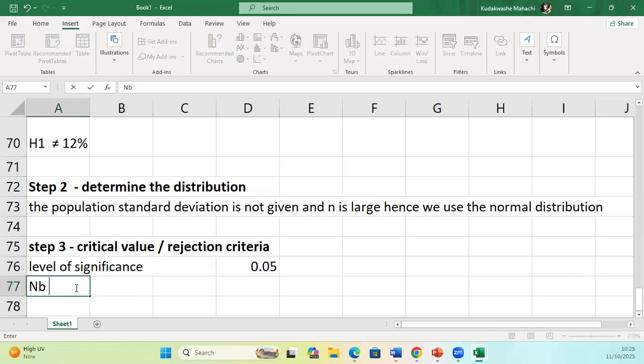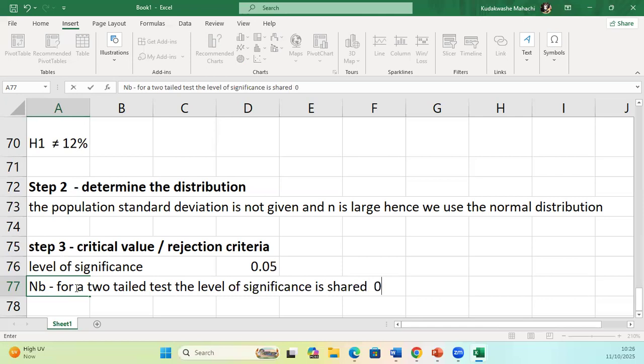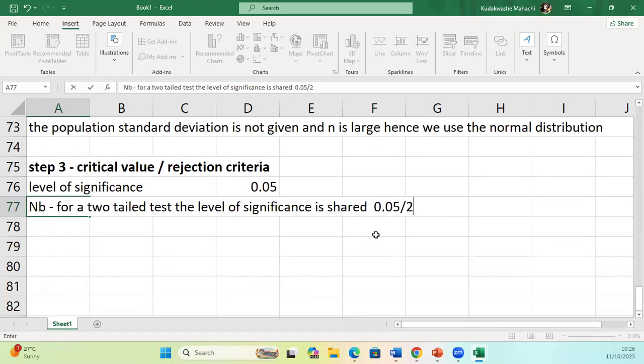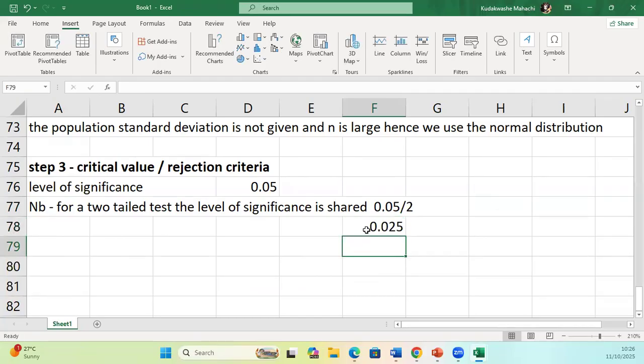For a two-tailed test, the level of significance is shared. So for a two-tailed test, we share the level of significance. So you'd say 0.05. Instead of just going to find 0.05 in my tables, you divide by 2 because we are looking for two levels. We are either saying it could be above or below. So we share that by 2. So 0.05 divided by 2, that would give us 0.025. So instead of looking for 0.05 in my tables, we find 0.025 because it's a two-tailed test.